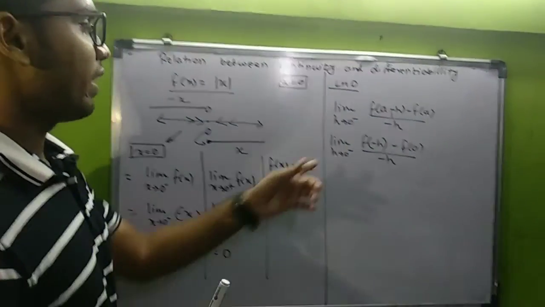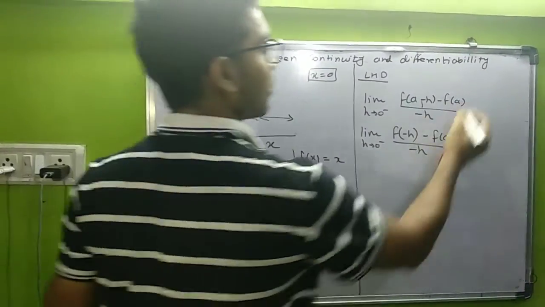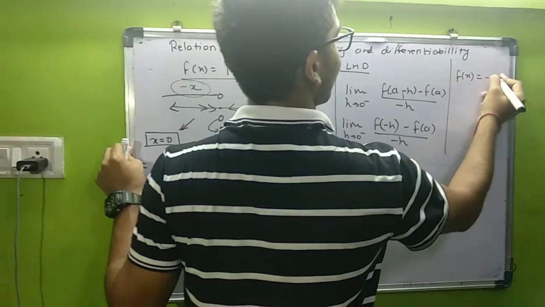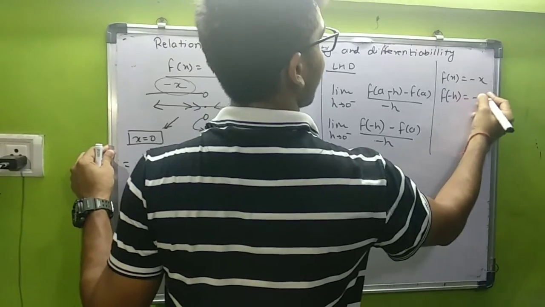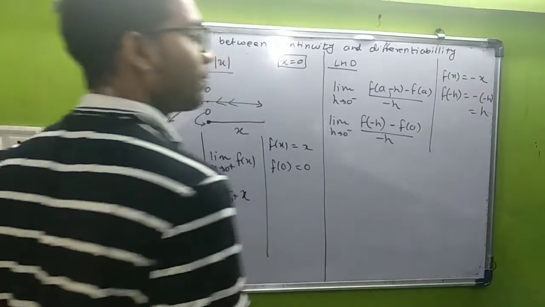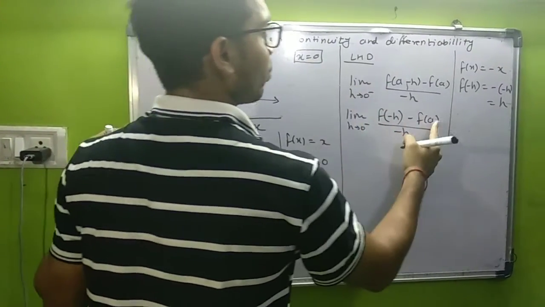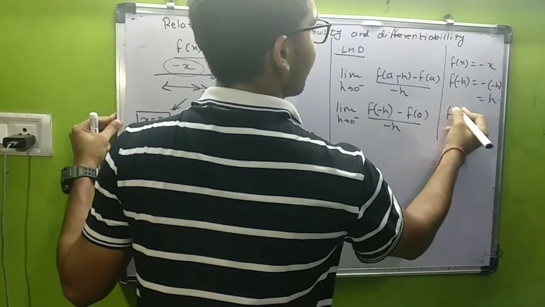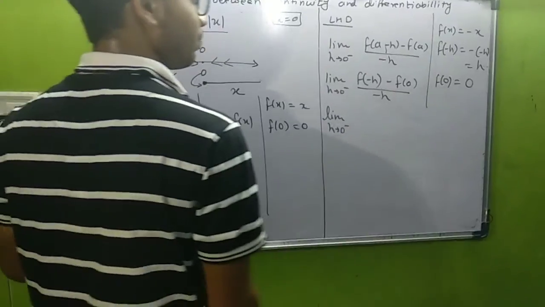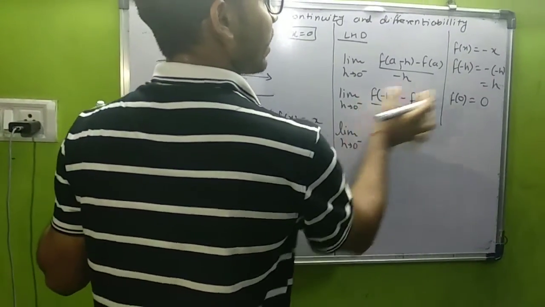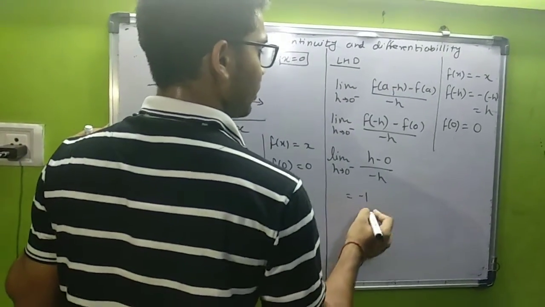Now when h is approaching 0 from this side, in this case the function is minus x. So f of x is equal to minus x. Therefore f of minus h will be minus of minus h, which is h. And in this case the point is 0, so f of 0 is equal to 0. Now let's substitute: limit h tends to 0 minus of h minus 0 divided by minus h. So this is going to be minus 1.